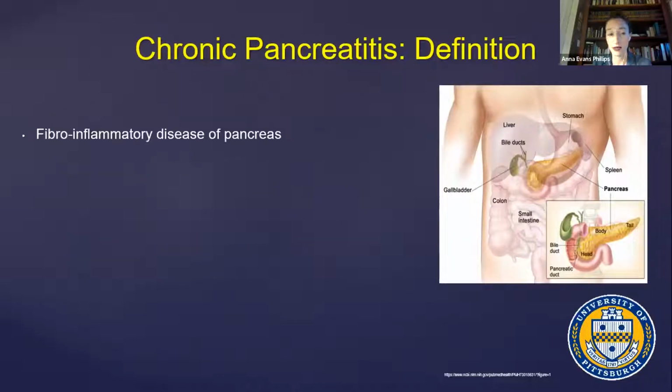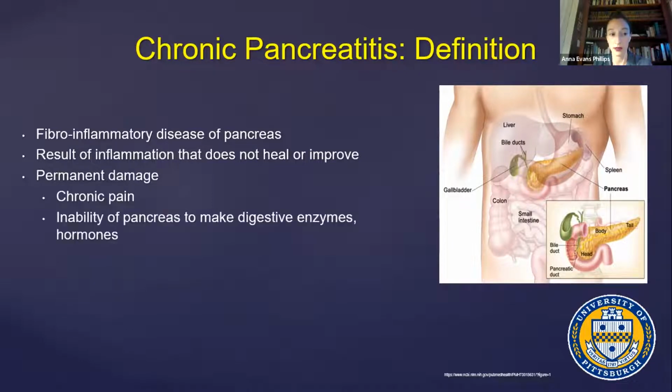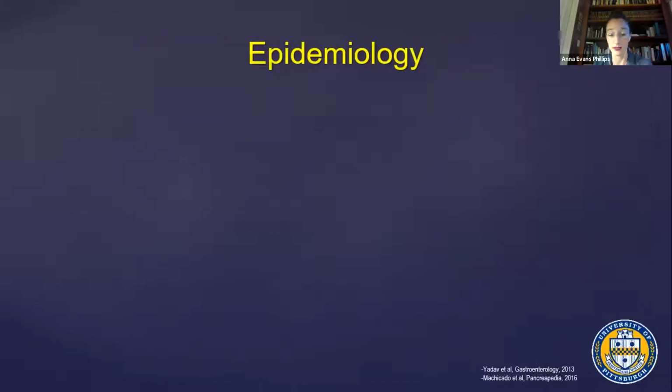So the first and most important thing to consider carefully is what definition we are using for chronic pancreatitis. There is no universally accepted definition of chronic pancreatitis, and so it's a very important fact that kind of underlies the study and discussion of this disorder. But broadly speaking, it's a fibroinflammatory disease of the pancreas that is the result of inflammation that does not heal or improve. It results in permanent damage and often scarring to the pancreas, which can result in chronic pain, as well as the inability of the pancreas to make digestive enzymes or hormones.